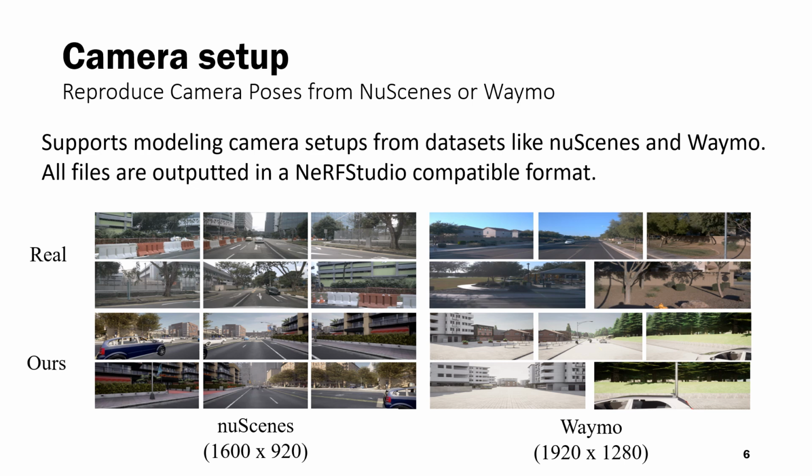Our code generator includes egocentric camera configurations that replicate the camera setup used in popular datasets such as nuScenes and Waymo. The image here highlights the camera configurations as it can be found in nuScenes and Waymo, and the respective camera configuration within the data generator. All files are outputted in a Nerve Studio compatible format, ensuring seamless integration into common 3D or 4D training pipelines.